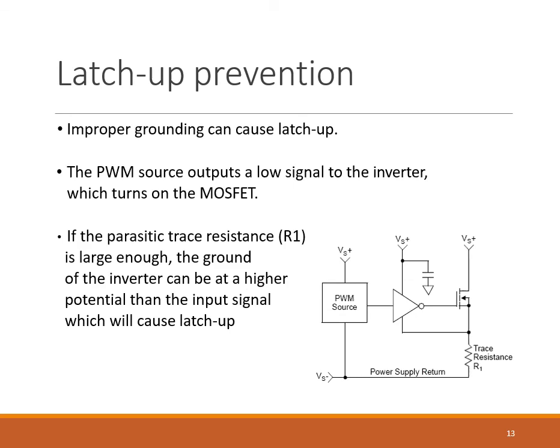How to prevent latch up? The latch up is caused due to improper grounding, as you can see here. In that case, the pulse width modulator source will produce a low output signal, and that is input to this inverter that will turn on this MOSFET. Now, if the parasitic trace resistance R1 is large enough that the ground of this inverter can be at a higher potential than the input signal, that will cause the latch up with this CMOS device.